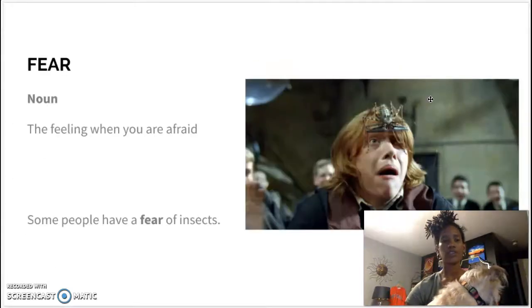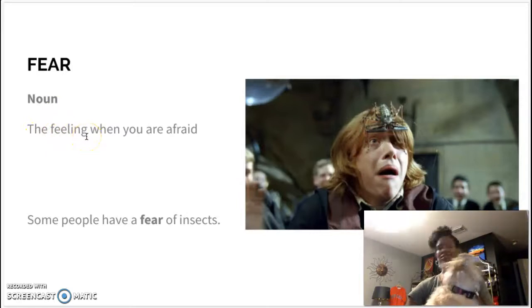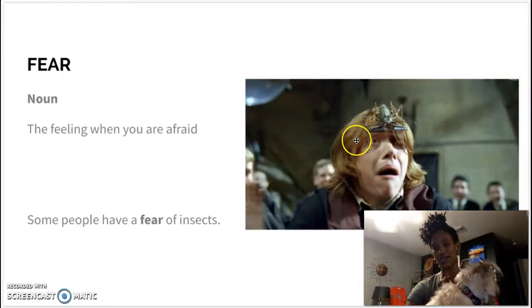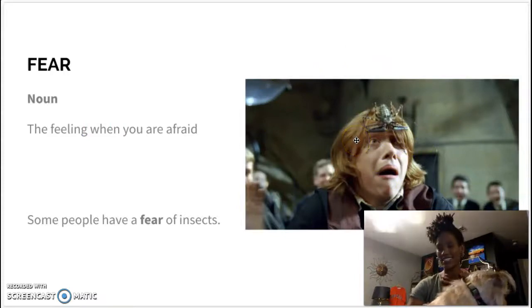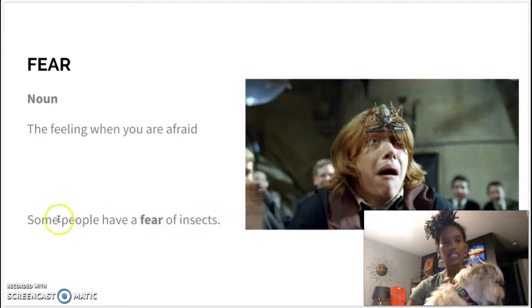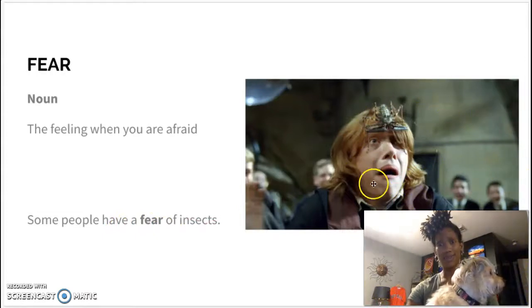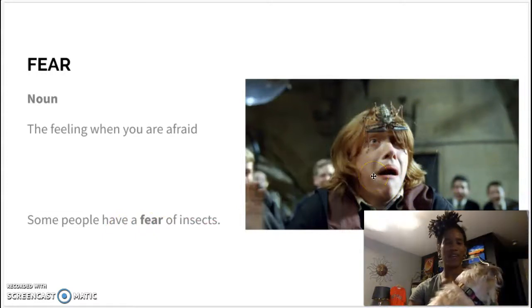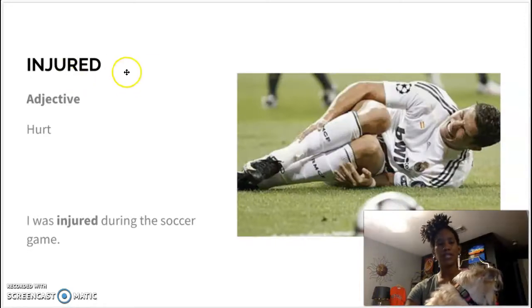Next word, repeat. Fear. Fear is a noun. It is a feeling. It is the feeling when you are afraid. For example, he does not like insects, right? He's afraid. He's fearful. He has a fear of insects. Some people have a fear of insects, like you see here. He's like, oh no.